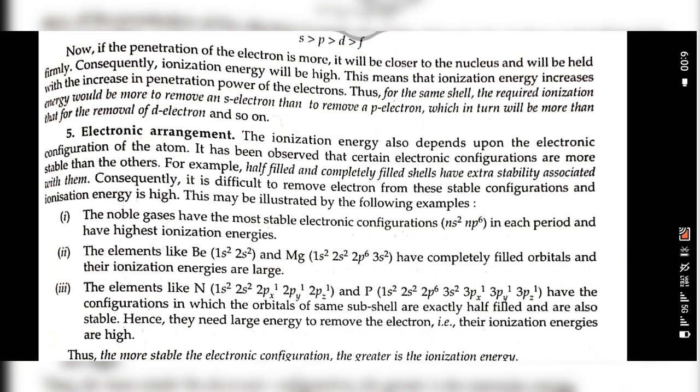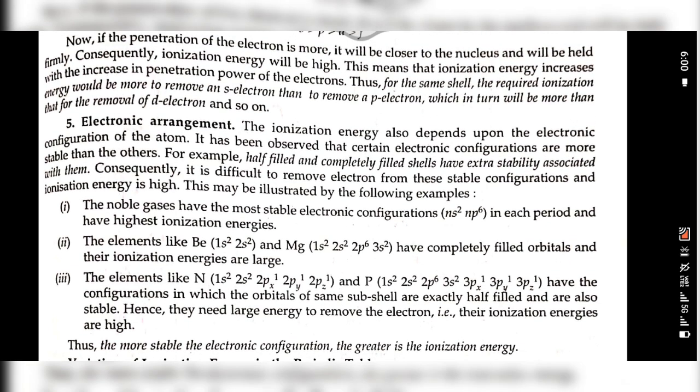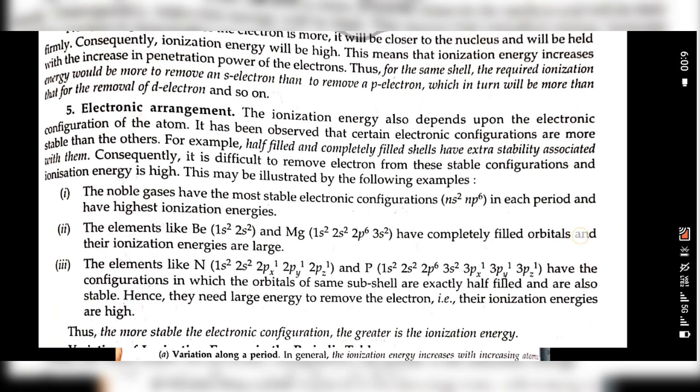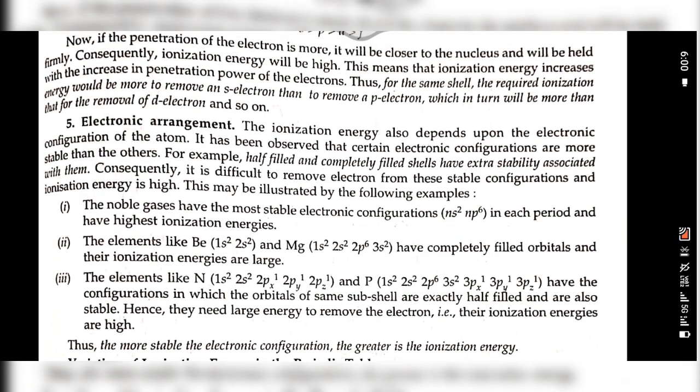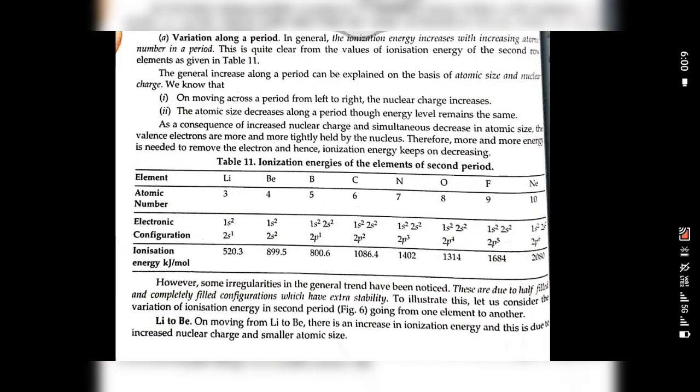The elements like beryllium and magnesium have completely filled orbitals and their ionization energies are large. The elements like nitrogen and phosphorus have the configuration in which the orbitals of the same subshell are exactly half filled and are also stable. Hence, they need large energy to remove the electron. Their ionization energies are high. Thus, the more stable the electronic configuration, the greater is the ionization energy.